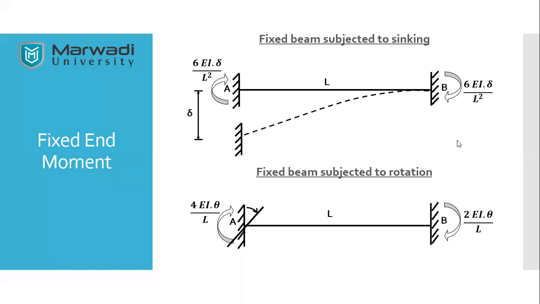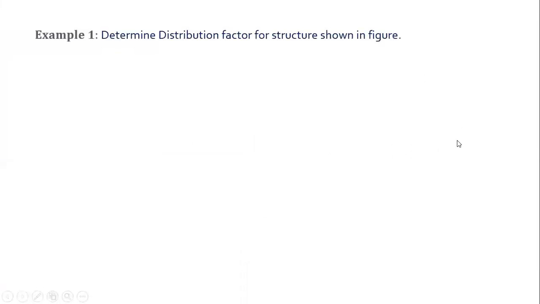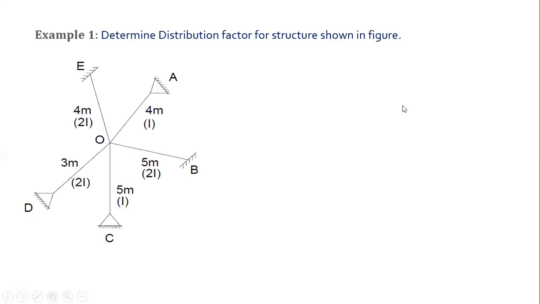Now moving ahead, we are going to see a very simple numerical. Here we are going to determine the distribution factor for the structure shown below, and this structure is somewhat a wayward structure. It looks something like shown in the figure. At joint O there are 5 members: OA, OB, OC, OD, and OE. The lengths of the members are different, the moments of inertia of all the members are different, and the support conditions of all the members are also different.